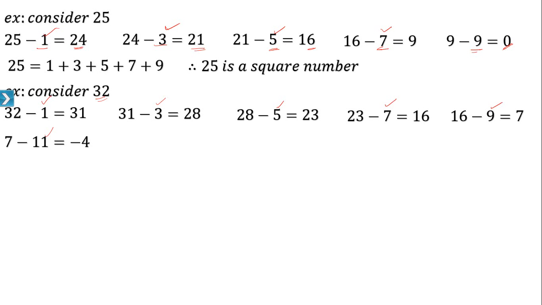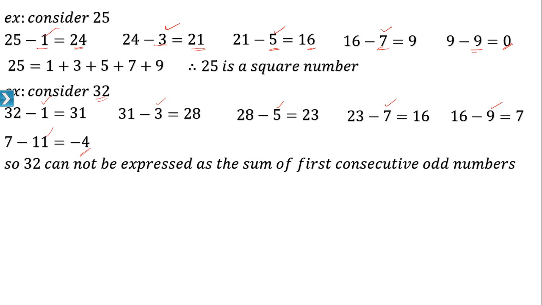See here, we have subtracted consecutive odd numbers starting from 1. We didn't get 0, we got minus 4, and we are not getting 0 here. Therefore 32 is not a square number, because 32 cannot be expressed as the sum of consecutive odd numbers starting from 1. While we go on subtracting odd numbers, we won't get 0. So 32 is not a square number. So we can check whether a number is a square number or not by subtracting consecutive odd numbers starting from 1.